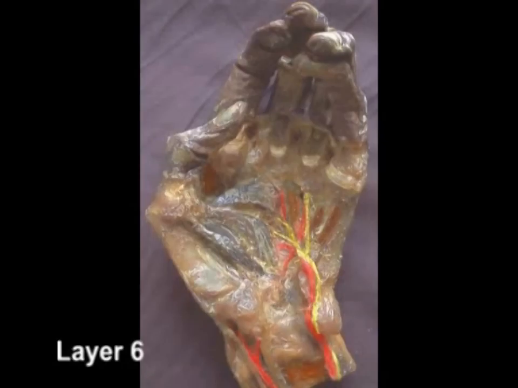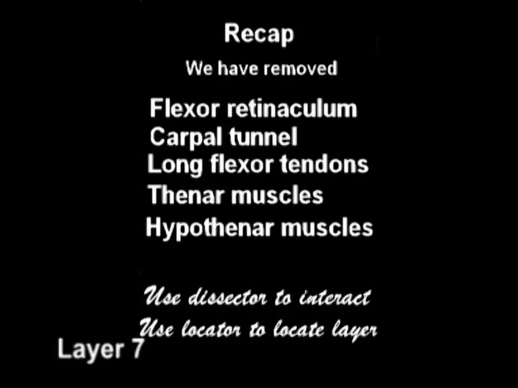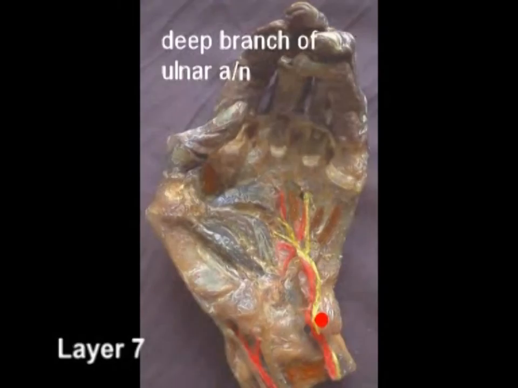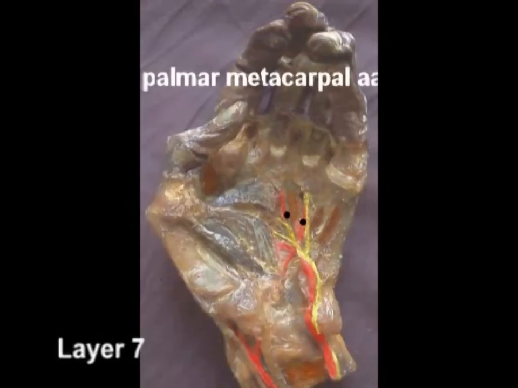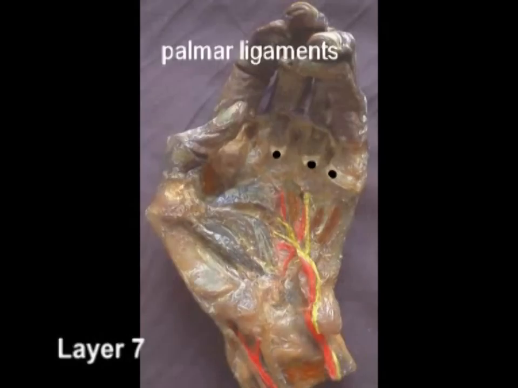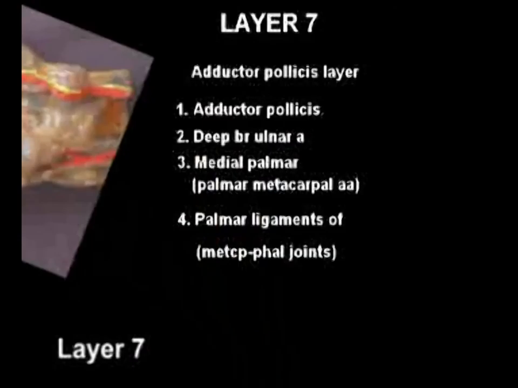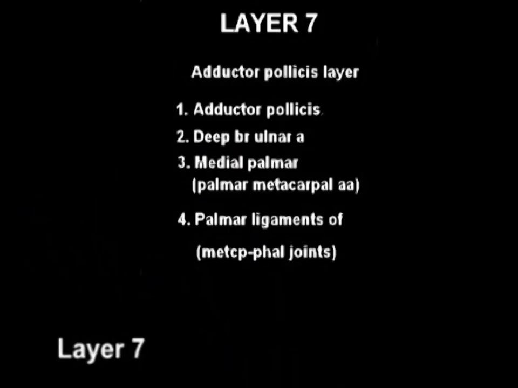We have now reached the adductor pollicis layer. To recap, we have removed the flexor retinaculum, carpal tunnel, long flexor tendons, thenar muscles, hypothenar muscles. This is the deep branch of the ulnar nerve and artery. The palmar metacarpal arteries. Adductor pollicis, its oblique head, and its transverse head. Palmar ligaments of the metacarpophalangeal joints. The adductor pollicis compartment, which contains the adductor muscle. The adductor layer therefore consists of the following: adductor pollicis, deep branch of ulnar artery, palmar metacarpal arteries, and palmar ligaments of metacarpophalangeal joints.